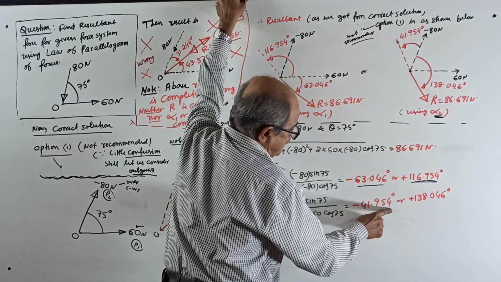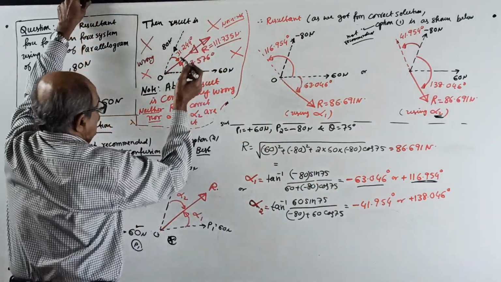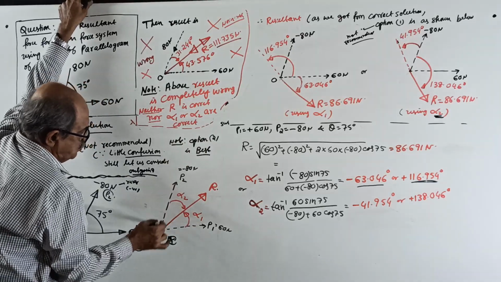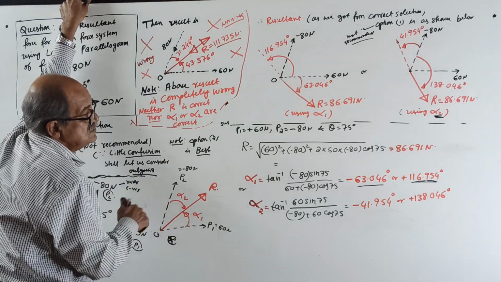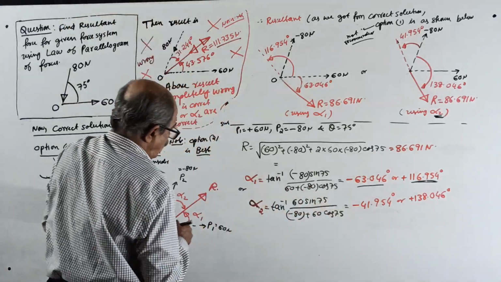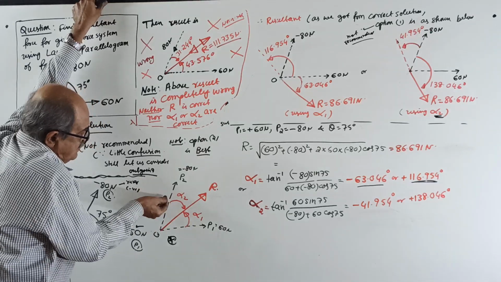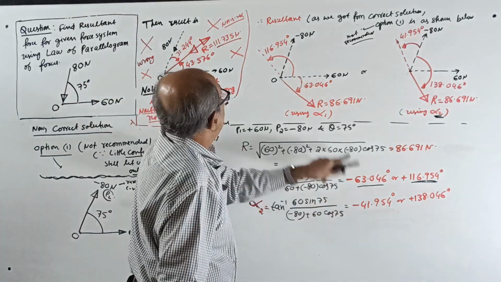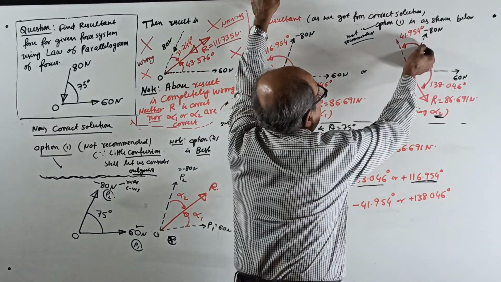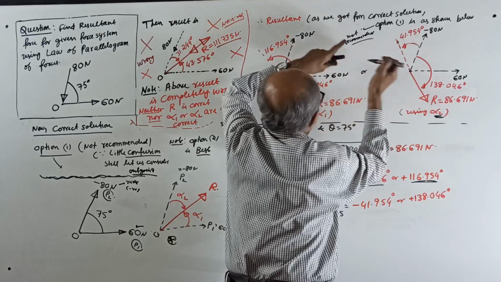The first value you got was minus 41.954. From P2 to the resultant, you took alpha 2 clockwise this way. The answer came minus. That means it is not clockwise, it is opposite, anti-clockwise. Not this way, you have to go this way by 41.954. Okay, go by 41.954. You got the line of action of the resultant from the point O.